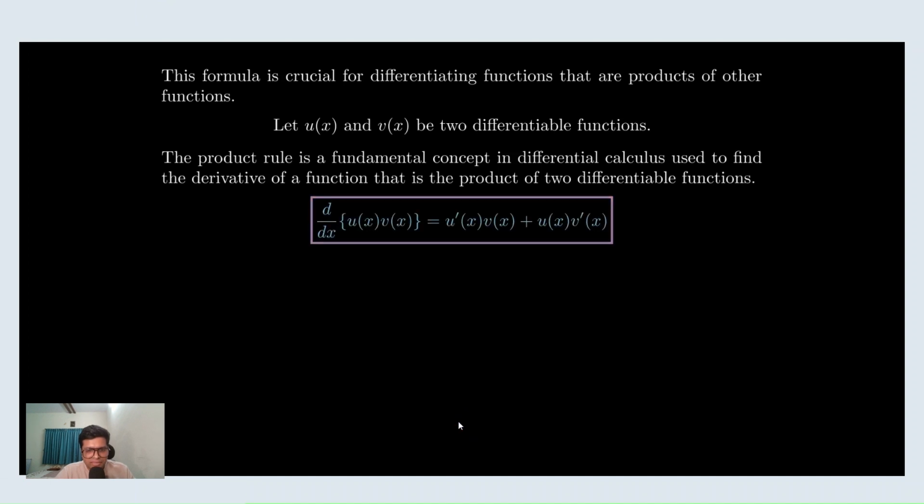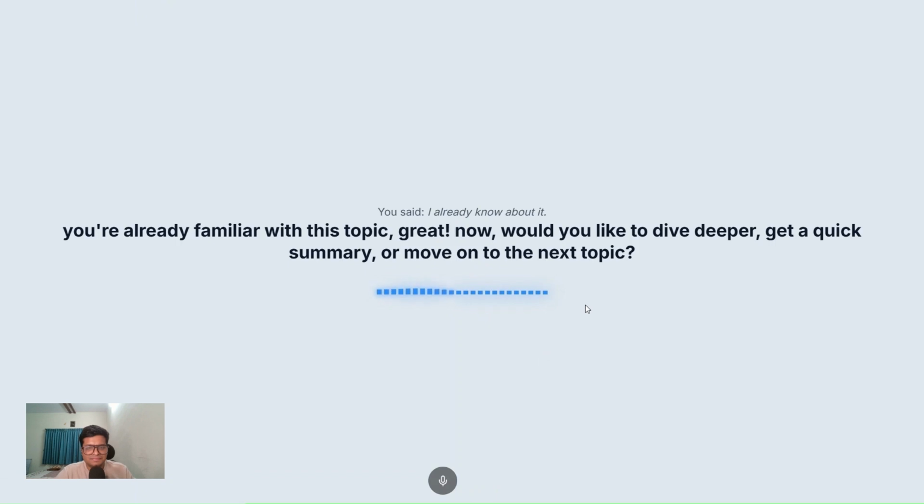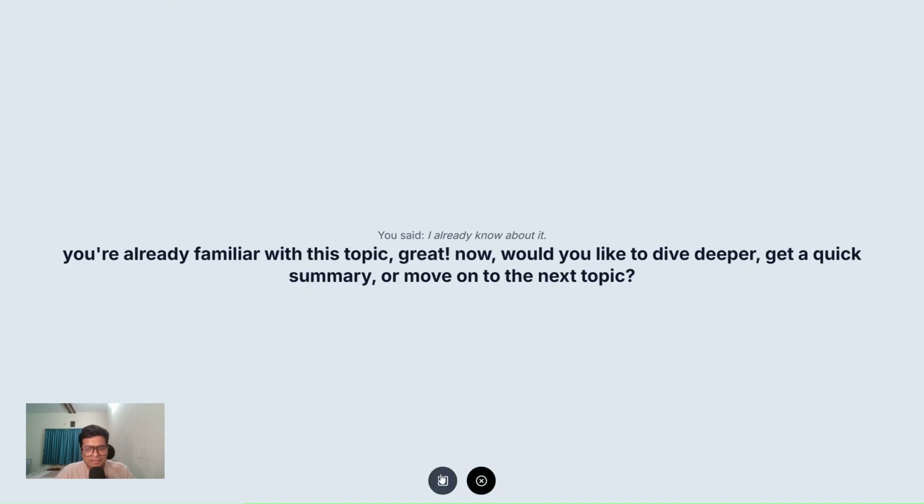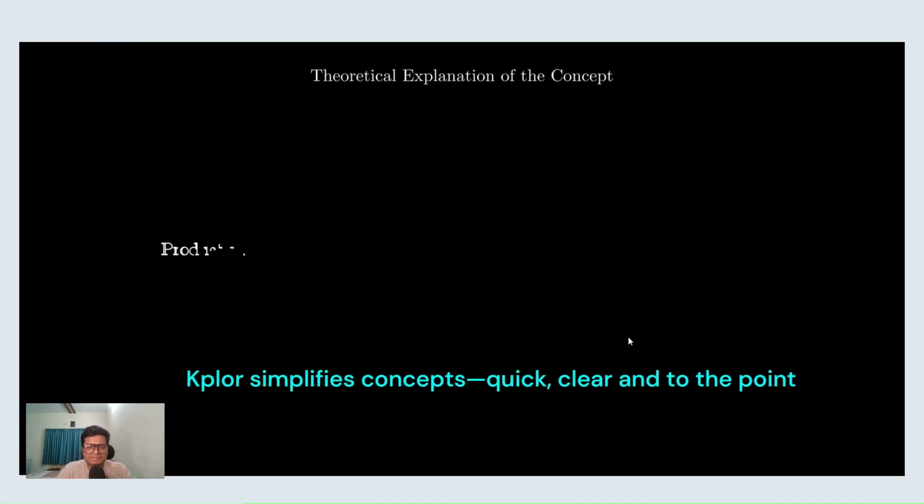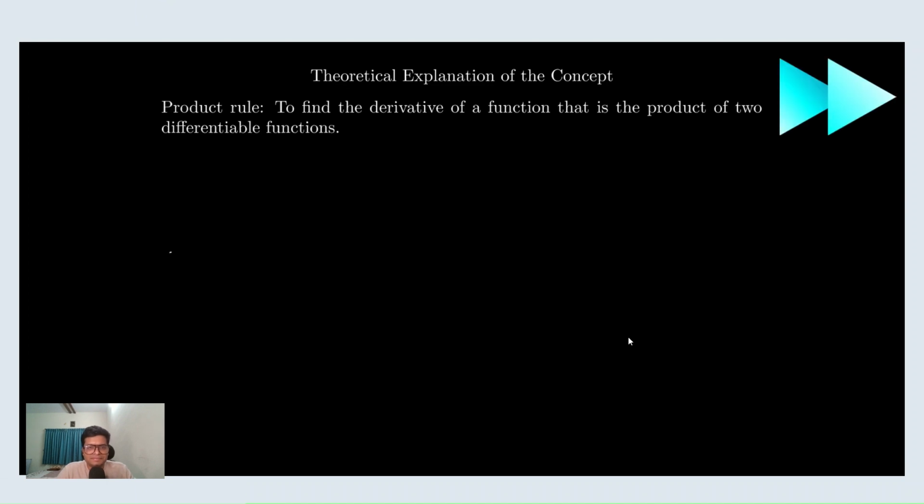Wait, I already know about it. You are already familiar with this topic. Great. Now, would you like to dive deeper, get a quick summary, or move on to the next topic? I would like to get a quick summary. Okay, let us skim through the product rule. Imagine you have two functions multiplied together, say u of x and v of x. If both are differentiable, meaning smooth enough to have derivatives, we can find their product's derivative with this elegant formula.